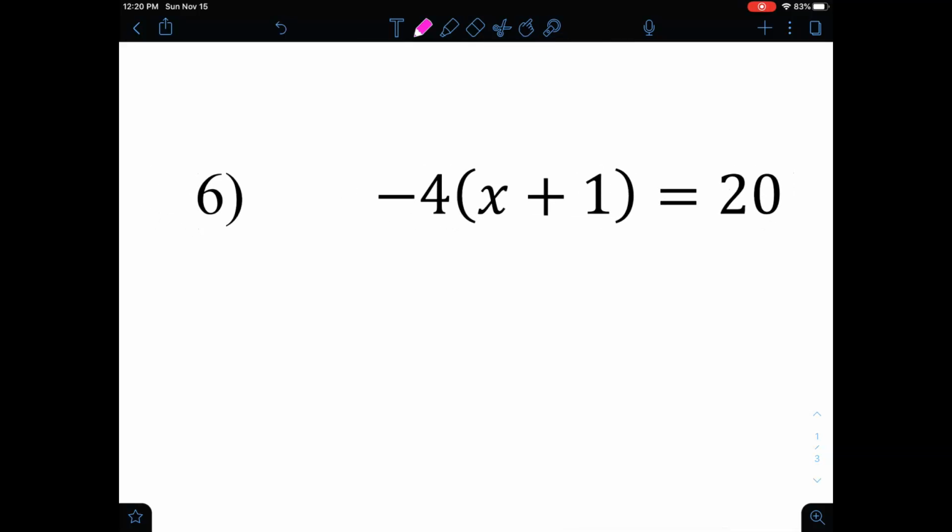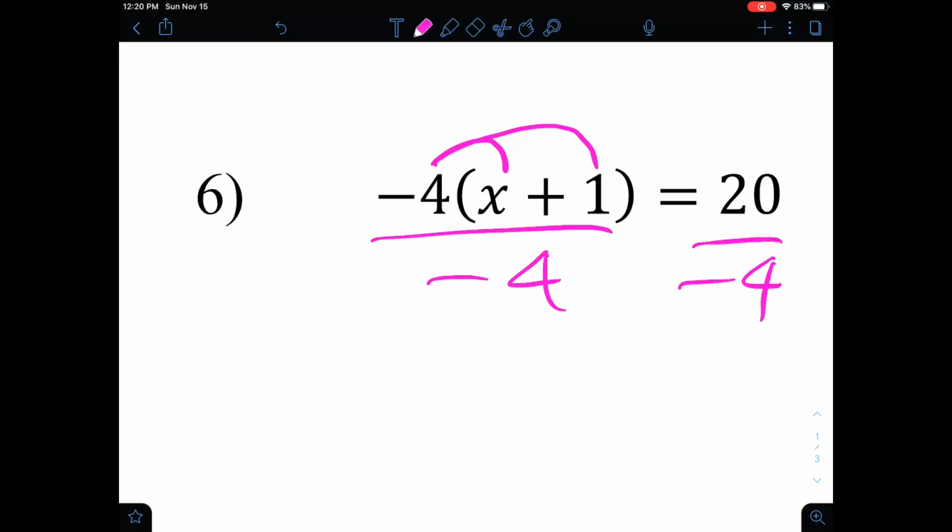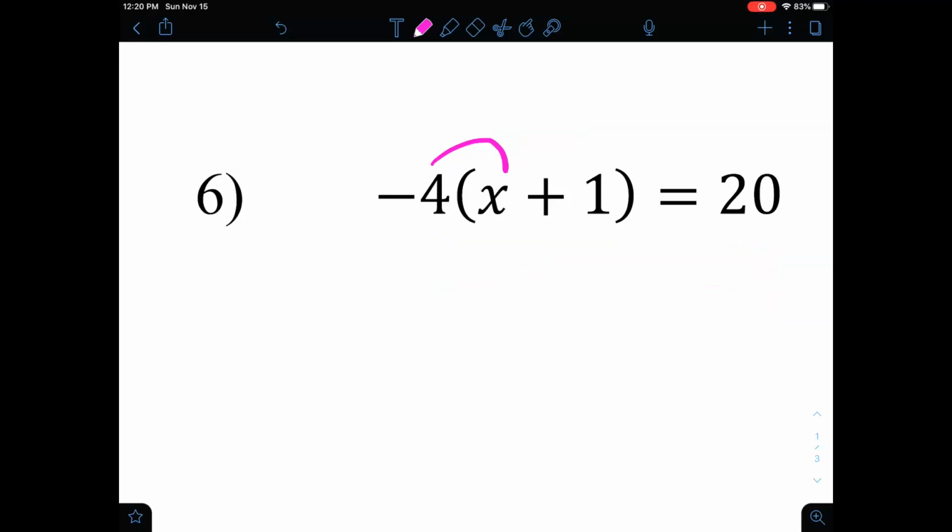Negative 4 times x plus 1 equals 20. First thing, I've not been doing our steps for this too. What's the first thing we always look for when we're solving equations? Starts with a D. We want to look if we can distribute. Anything to distribute here? There is. We can distribute the negative 4 to x and negative 4 to 1. You could also divide both sides by negative 4 if you wanted to start, but I like to distribute usually. I think it just makes things easier in general.